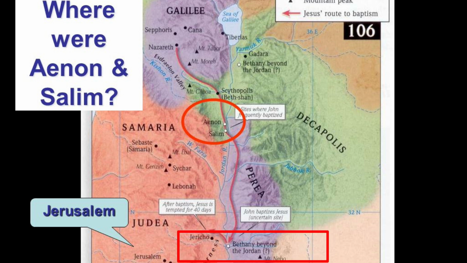So now we're seeing some maps here, and you can see where John baptized Jesus, down south at Bethany beyond Jordan, almost adjacent to Jerusalem. And then we can also see where John moved further north after Jesus' disciples began to water baptize.